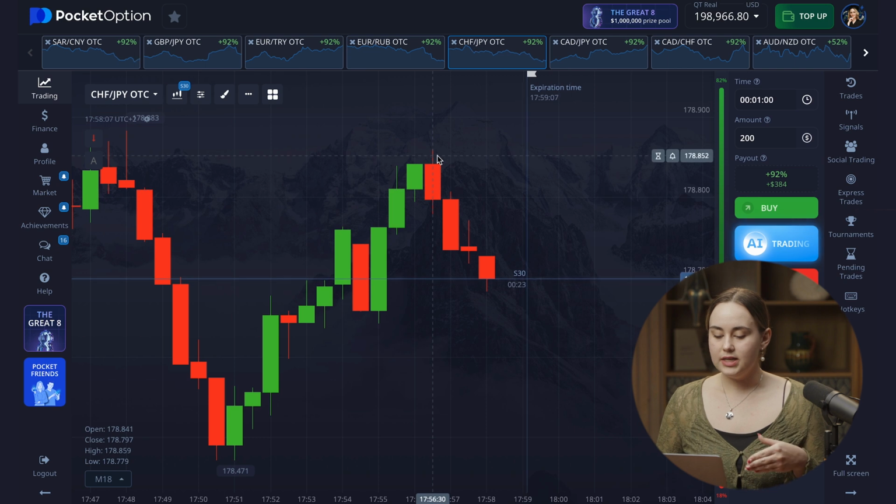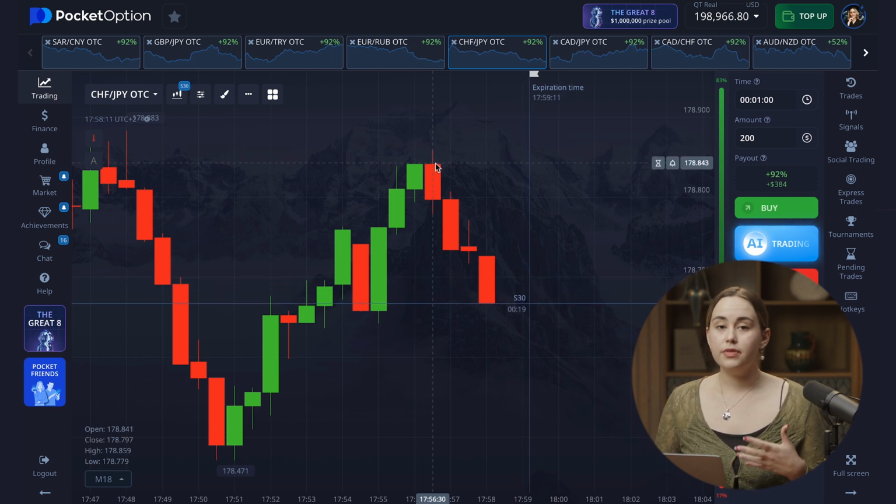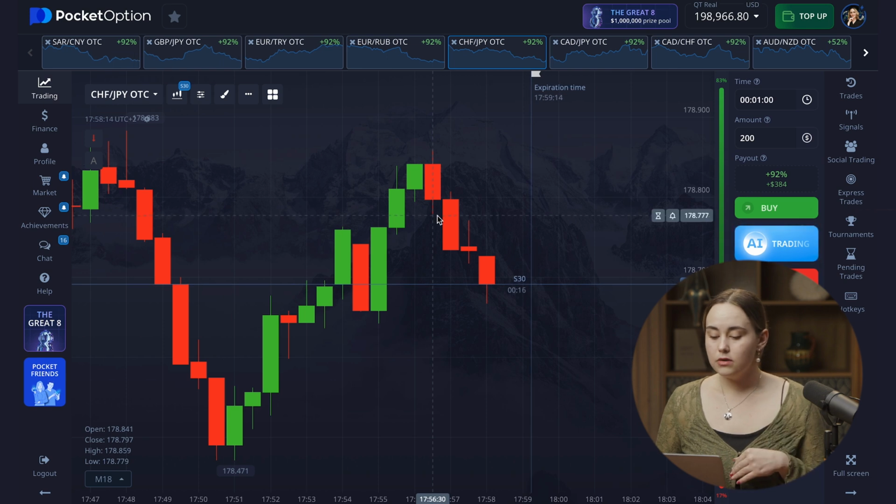So this is the main body of a candle. Another thing that we can also pay attention to while trading is the wicks or the shadows of a candle. These are these two lines that we have. They can go both ways, up and down.